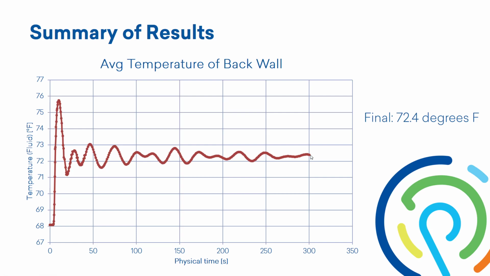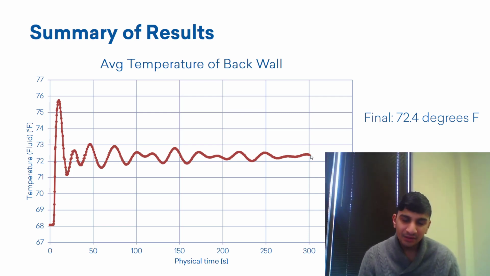After 300 seconds, it's 72.4 degrees Fahrenheit as the average temperature on that back wall. So what we see just from opening this oven once, we're seeing a temperature increase of about 4.5 degrees. So that's fairly significant. Of course, this is a pretty small kitchen that I've modeled here, but again, fairly significant result. Certainly not what I would have expected.